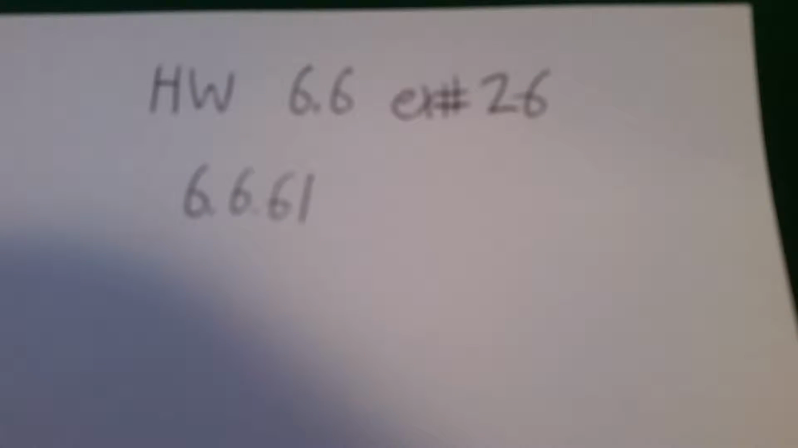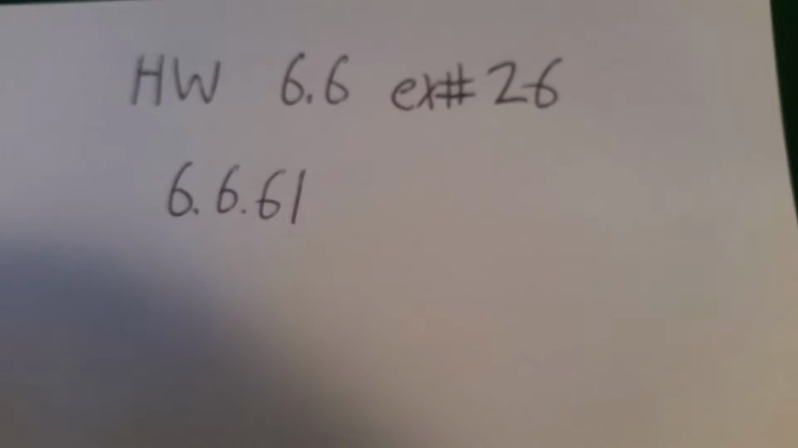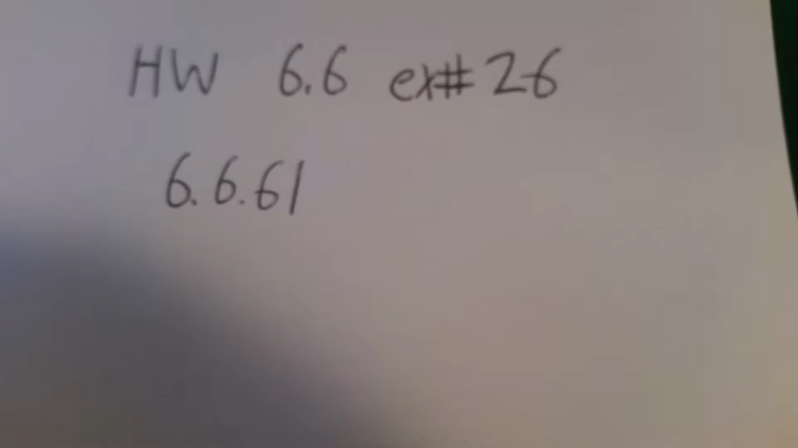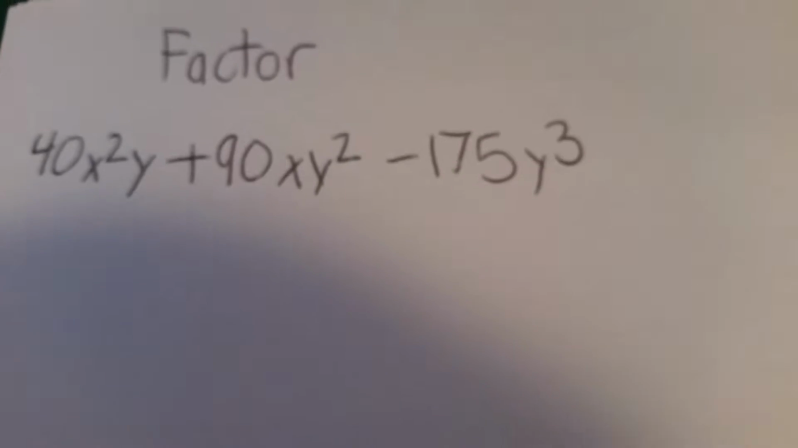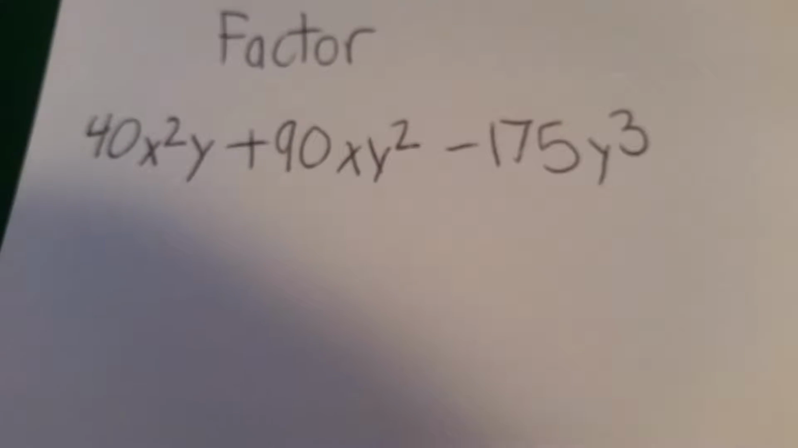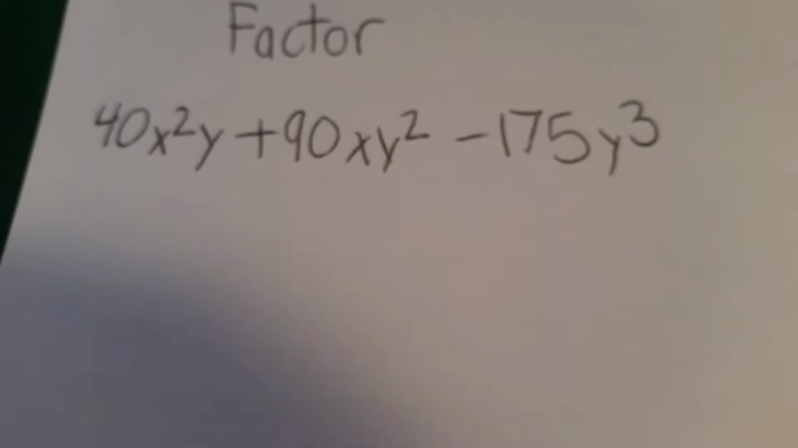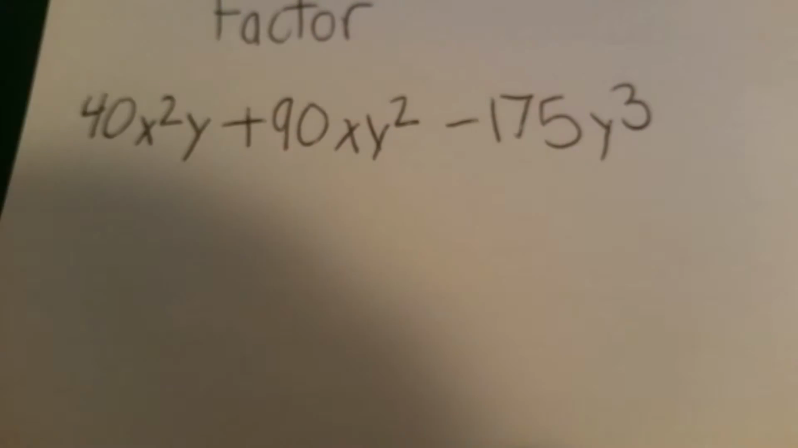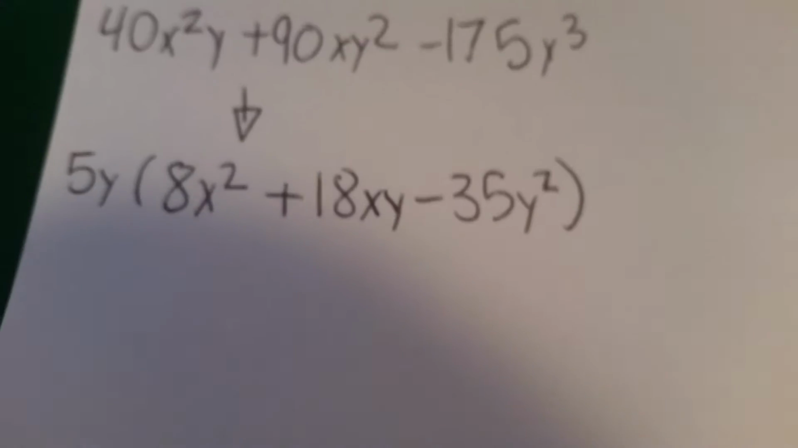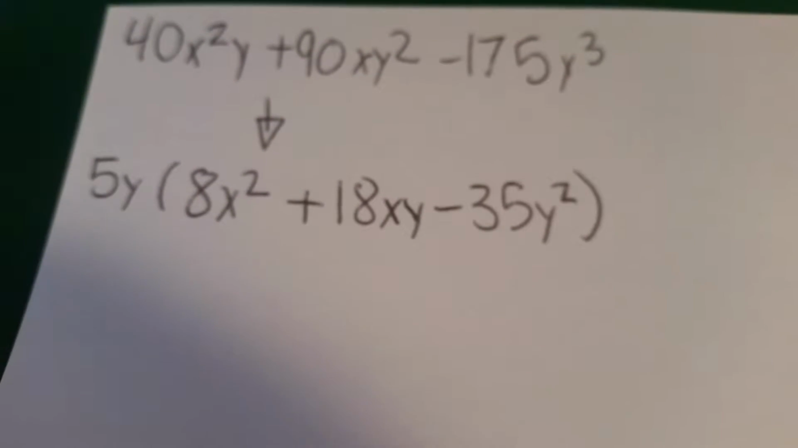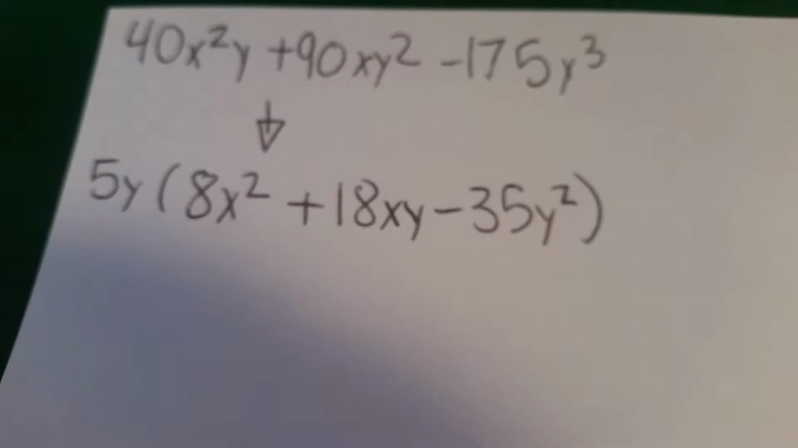So this is chapter 6.6, example 26, and it's also example 61 in the book. So the equation is, we're basically supposed to factor this out. It looks pretty scary at first. So the first thing you do is just try to take out any common variables.